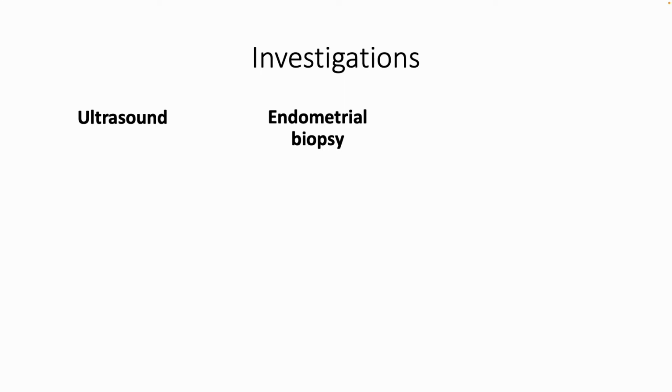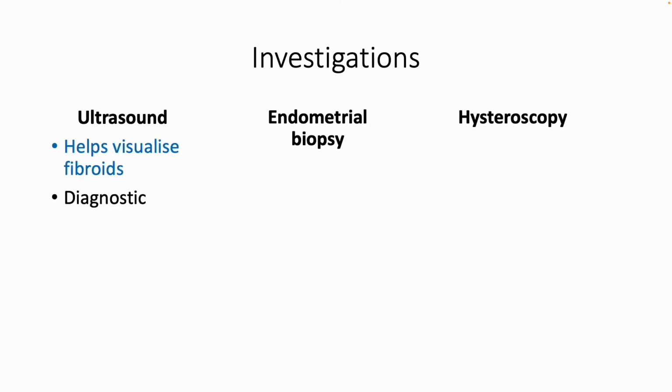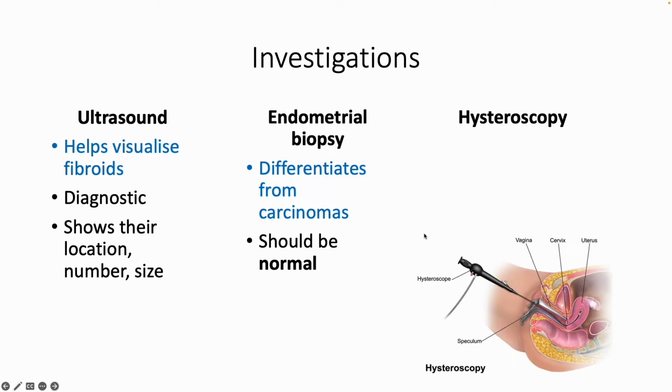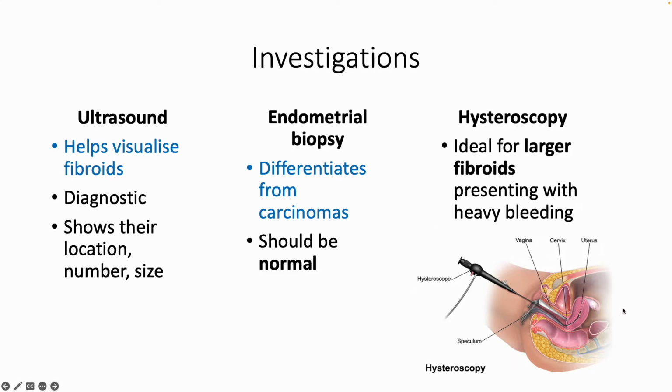Another one is an endometrial biopsy and a hysteroscopy. So the ultrasound helps visualize the fibroid, and it is diagnostic, and it shows the fibroid's location, number, and size. The biopsy helps differentiate a fibroid from something like a cancer, and therefore it should be normal and not show any cancerous cells in a patient with just a fibroid. Lastly, a hysteroscopy can be done, which can be seen here, where a thin tube is inserted into the uterus, and it is ideal for larger fibroids that present with very heavy bleeding.